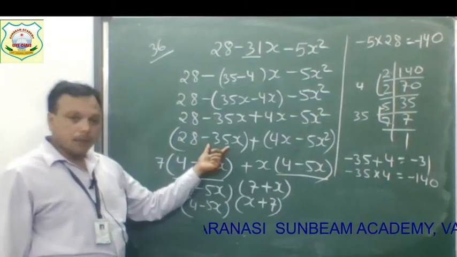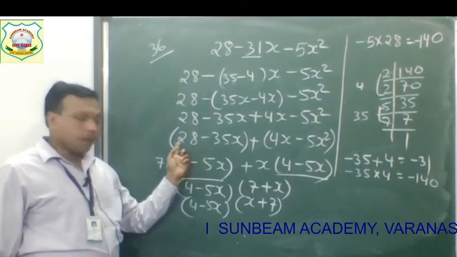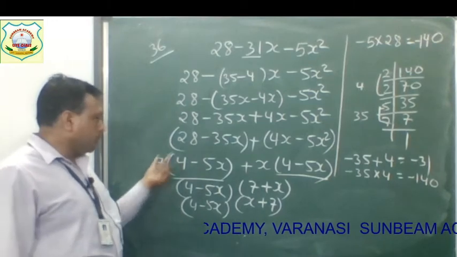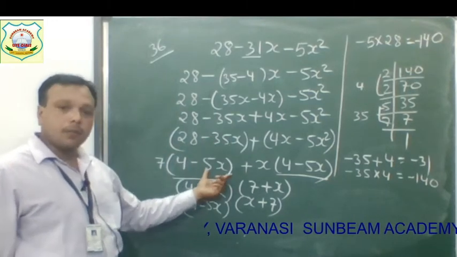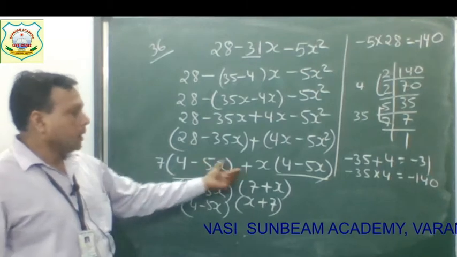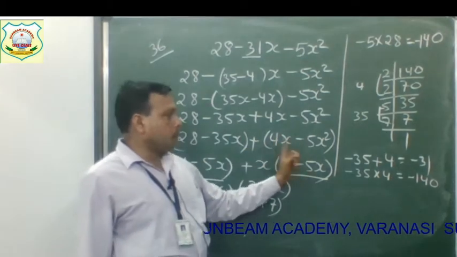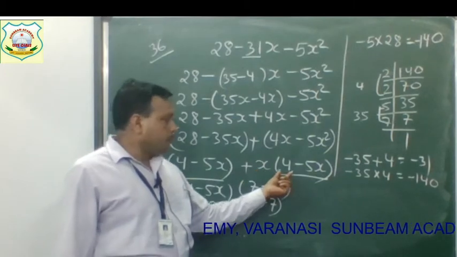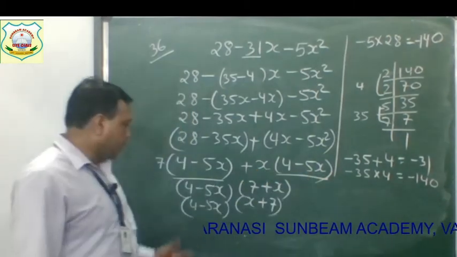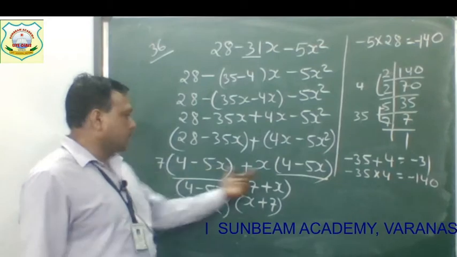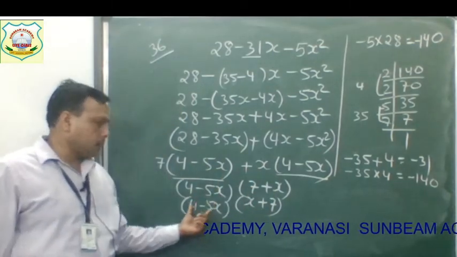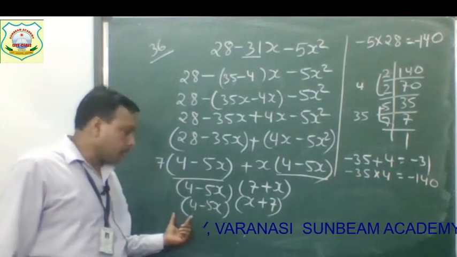In 28 minus 35, the variable is not common here, but the numbers can be divided. What number have we taken? Common 7. 7 4s are 28, minus 7 5s are 35. And x is not common in the numbers, but the variable x is in both places, so we take x common: 4 minus 5x and 7 plus x. We can write 7 plus x as x plus 7, and 4 minus 5x stays the same because the minus sign is given. So it will be your answer.